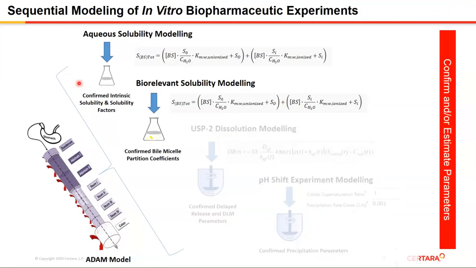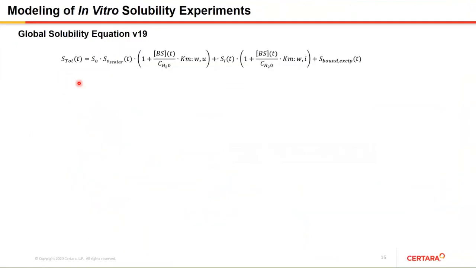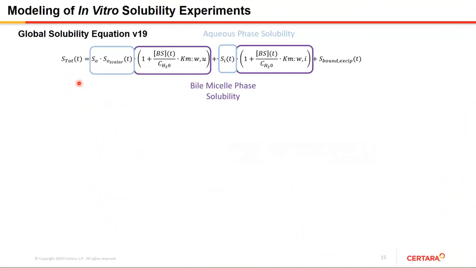So let's start with understanding of the aqueous and biorelevant solubility for ritonavir. This is the global solubility equation, which is implemented in Simcyp and in SIVA. And it helps us to mechanistically model different components which are contributing to the total solubility. So it helps us to understand how much of the total solubility is coming from the aqueous phase, how much coming in the presence of bile.